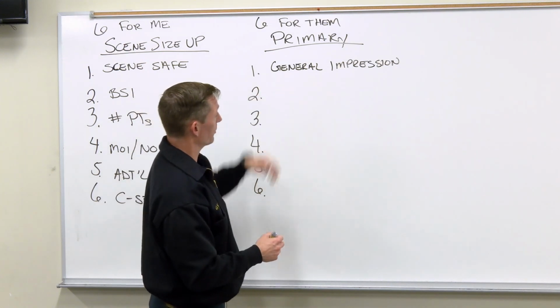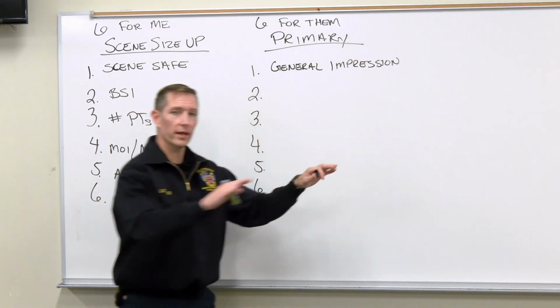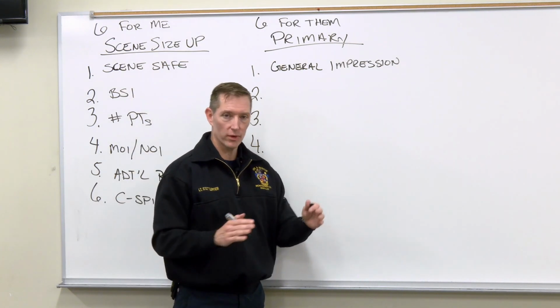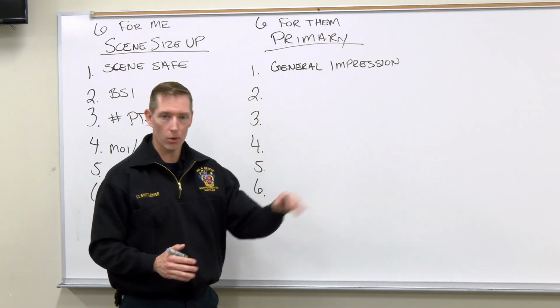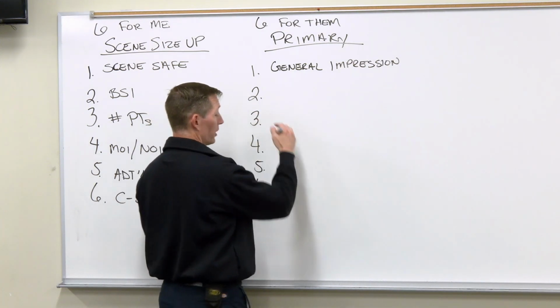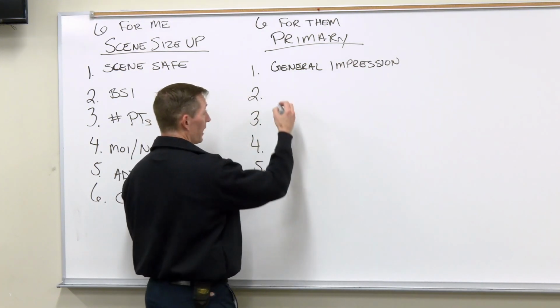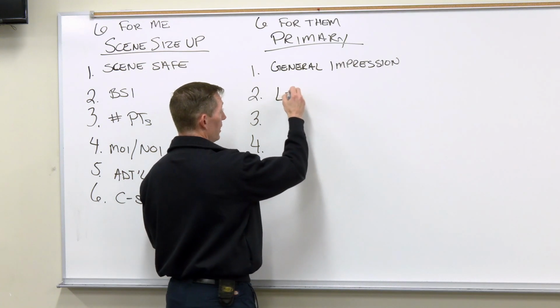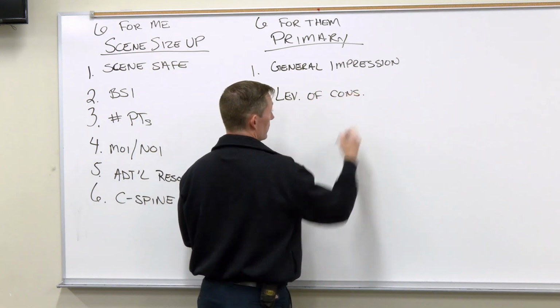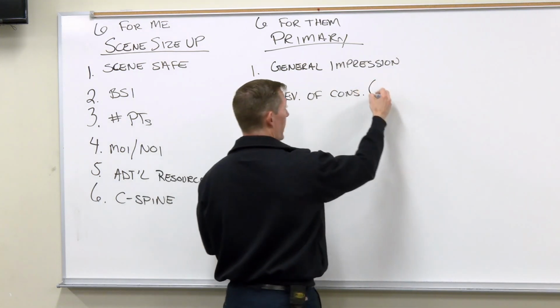The other thing I do during my general impression is I get an overlay of the scene, and I check to see if there are any obvious life threats that need to be removed before I even start working on my patient. So that's my general impression. I've now formed my general impression, and now I make patient contact, and I want to determine my level of consciousness. During level of consciousness, this is my AVPU.